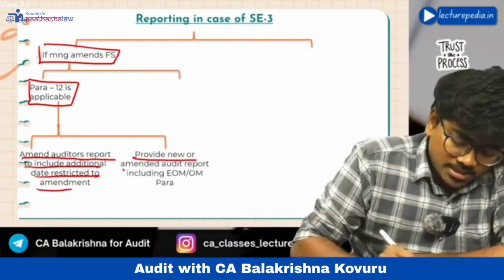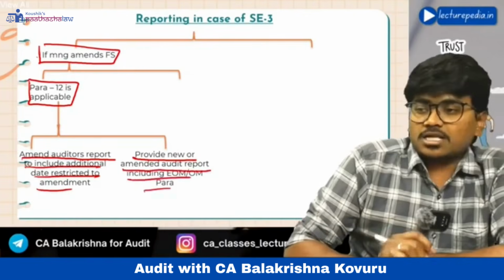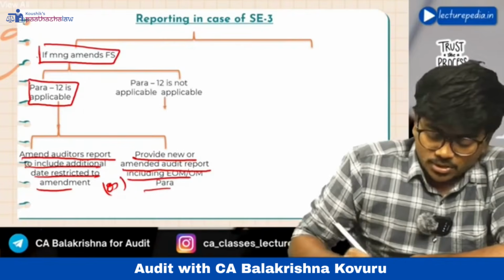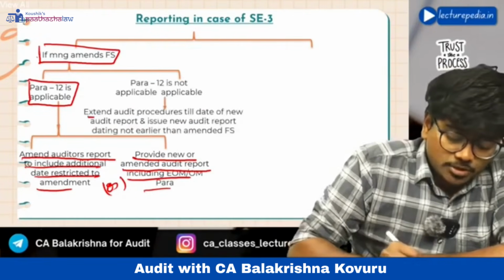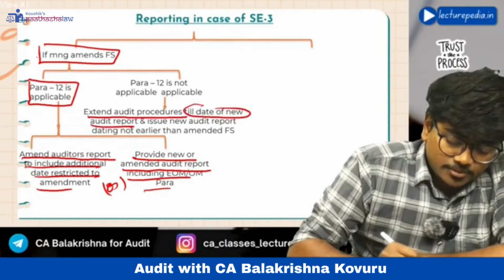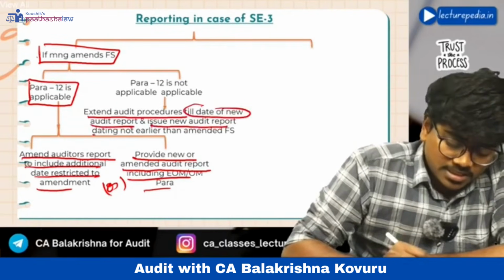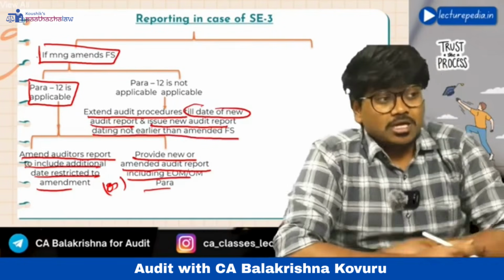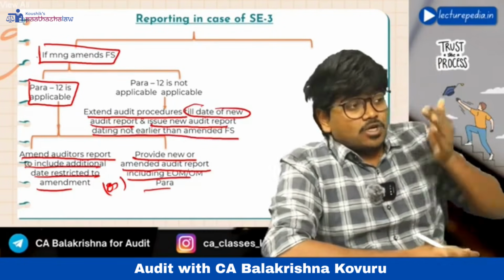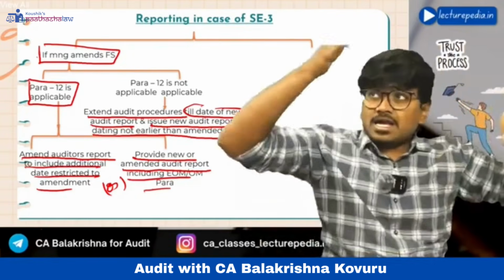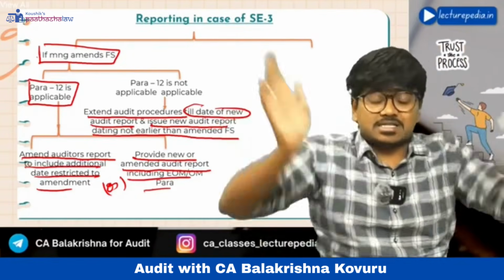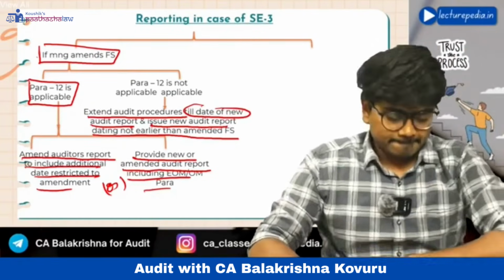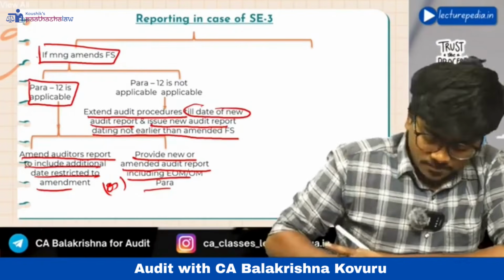Or provide a new or amended audit report including an emphasis of matter or other matter paragraph. Any of the two options is available to the auditor. If paragraph 12 is not applicable to the situation, then extend audit procedures till the date of the new audit report and issue a new audit report dated not earlier than the amended financial statements. If paragraph 12 is not applicable, the events that occurred between the date of the old audit report and the date of the new audit report will also be considered as subsequent events, and the auditor has to consider them also.